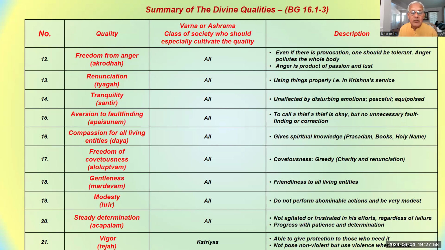Then freedom from covetousness means false prestige, expecting respect from others or desiring honor without deserving. Expecting honors from others or respect of others, that is called covetousness. And then gentleness, modesty, steady determination, achapalam, and vigor. We all know these meanings.